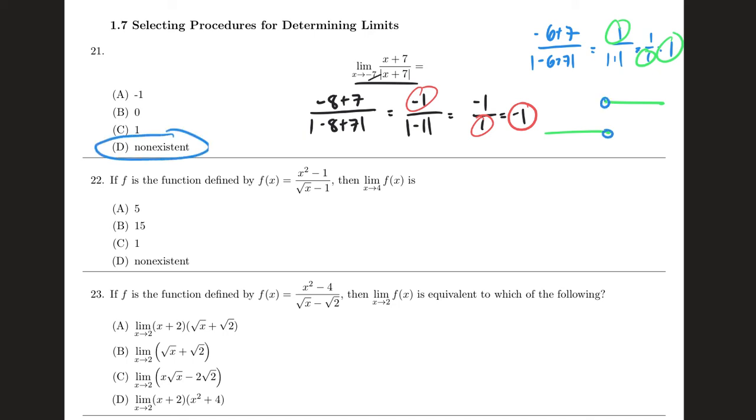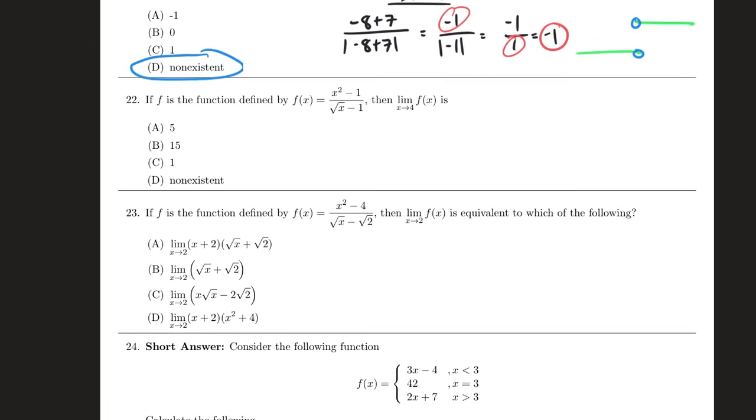And this is going to happen a lot with absolute values. So if you're thinking about absolute values, a lot of times you're going to have these jumps. At negative 7, there's a jump from the negative values to the positive values, and that'll cause your limit to not exist.